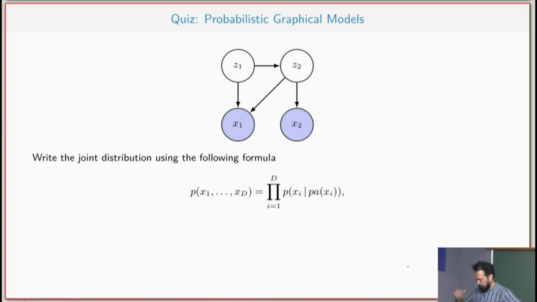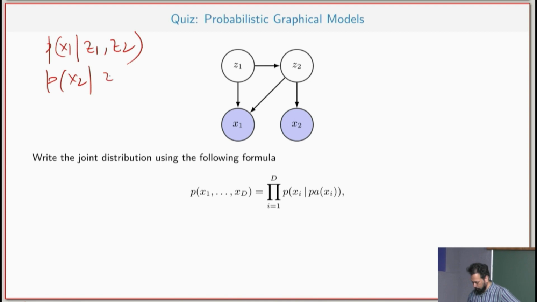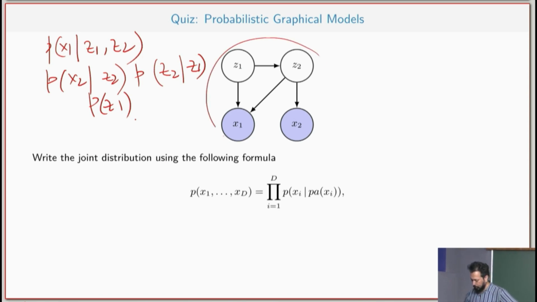We can do it very quickly now. Now we are experts. So P of x1 given its parents z1, z2, times P of x2 given its parent z2, times P of z2 given its parent z1, times P of z1. So that's the joint PDF of this model.